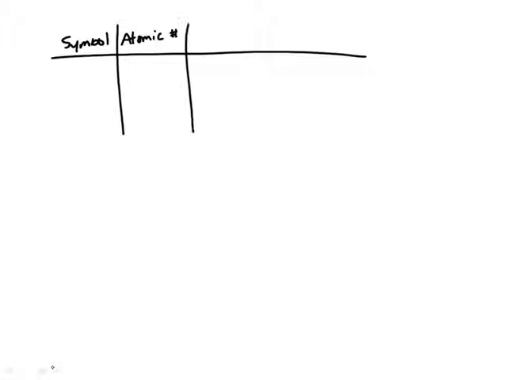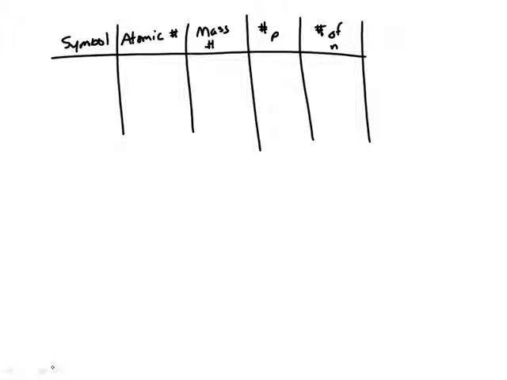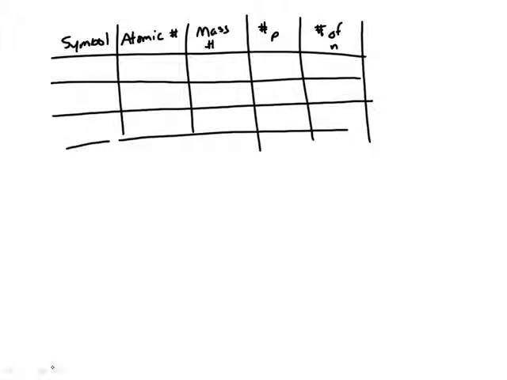A symbol, atomic number, mass number, number of protons, number of neutrons. And I filled in the first one for you. Let's keep it interesting and do, well, let's actually do all of these. Because this is a kind of common way that you would find these questions asked.